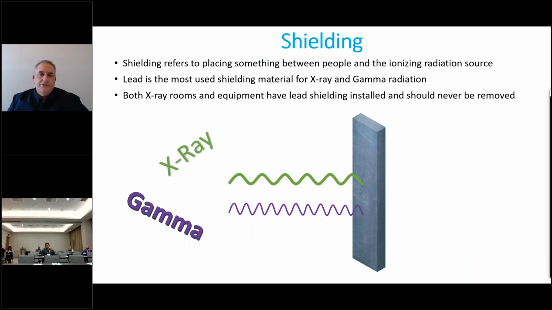The last thing is shielding. Lead is the most common shielding material. Lead has a very high density and a higher atomic number. The density is the thing that actually stops the energy of the photon from being able to penetrate it. The amount of energy that a photon needs to penetrate a lead vest is typically higher than what we would be producing at the maximum output of the X-ray.